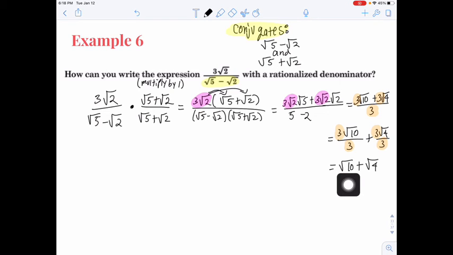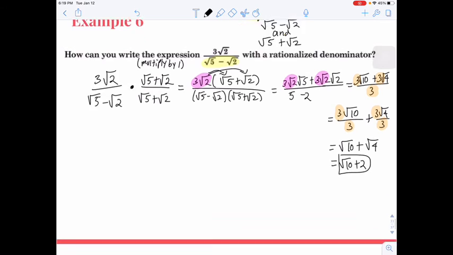We have the square root of 10. 10 is not prime, but if you break it down with a factor tree or just in your head, you get 2 times 5. Neither of those are perfect squares, so we're going to leave it as radical 10. However, 4 is actually already a perfect square, so hopefully this one's familiar. Square root of 4 is just 2, and that right there is going to be your final answer. So the simplified form of 3 radical 2 over the square root of 5 minus the square root of 2 is just the square root of 10 plus 2.